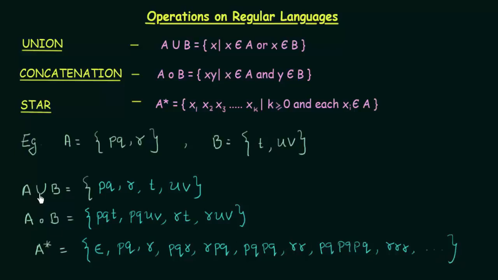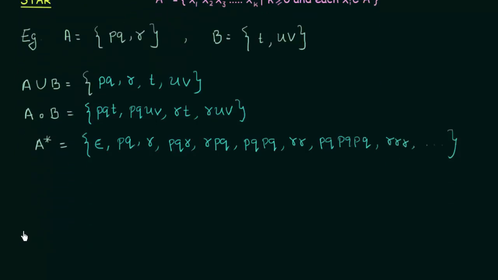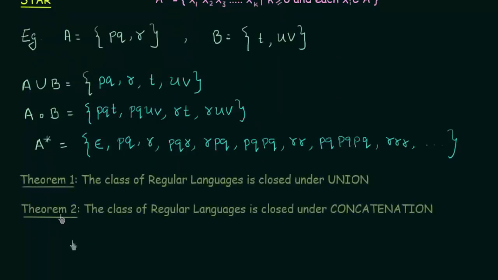So that is how we perform union, concatenation, and star. Alright, so I hope this was clear. Now there are two important theorems that you need to remember, which I will be discussing now.